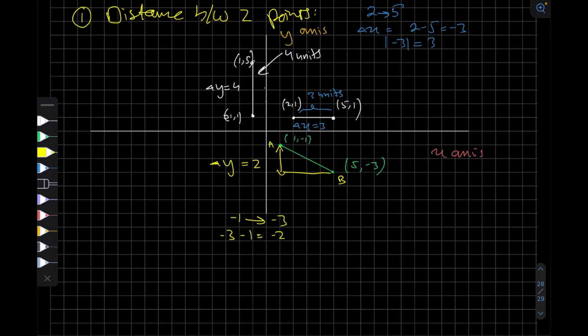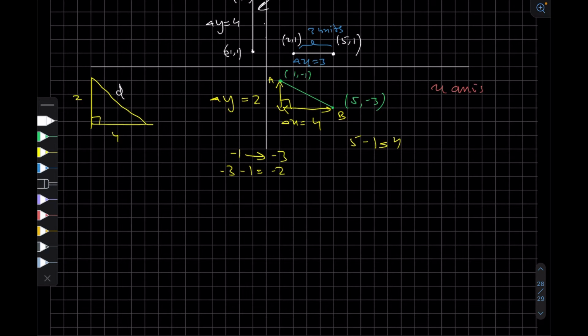So the change in y is 2, and the change in x is 4, because 5 minus 1 is 4. And so between this diagonal it makes a triangle where this side is length 2, this side is length 4, and this is what we want, d. We can apply the Pythagoras theorem, that d squared will be 2 squared plus 4 squared, and so d will be square root of 4 plus 16.